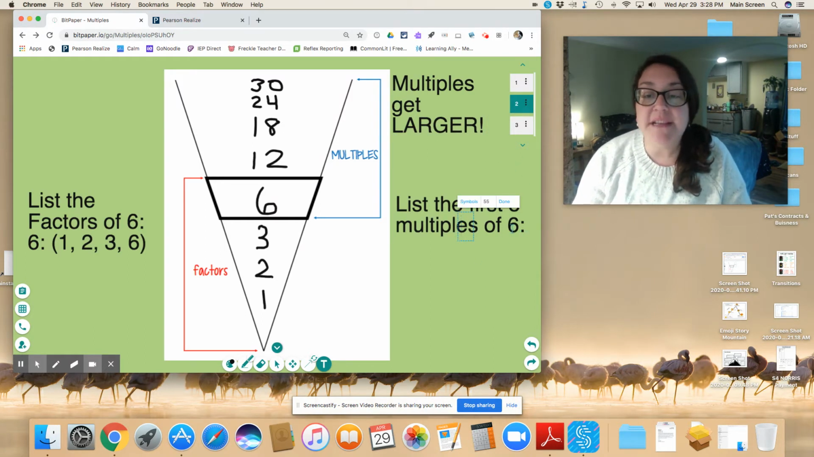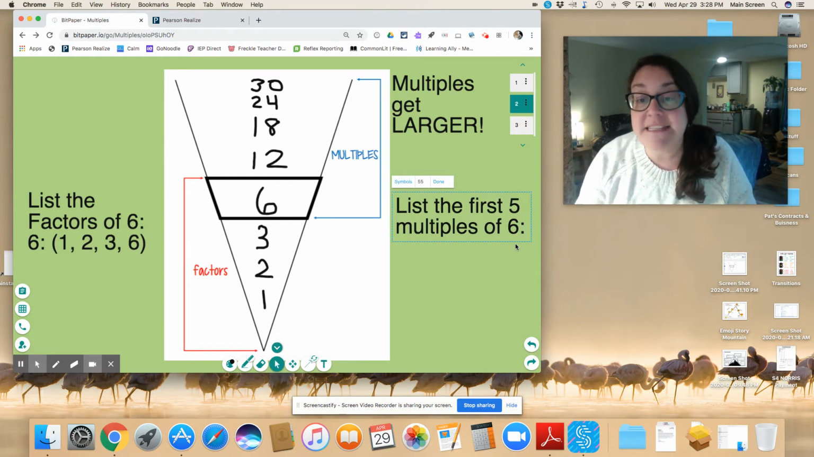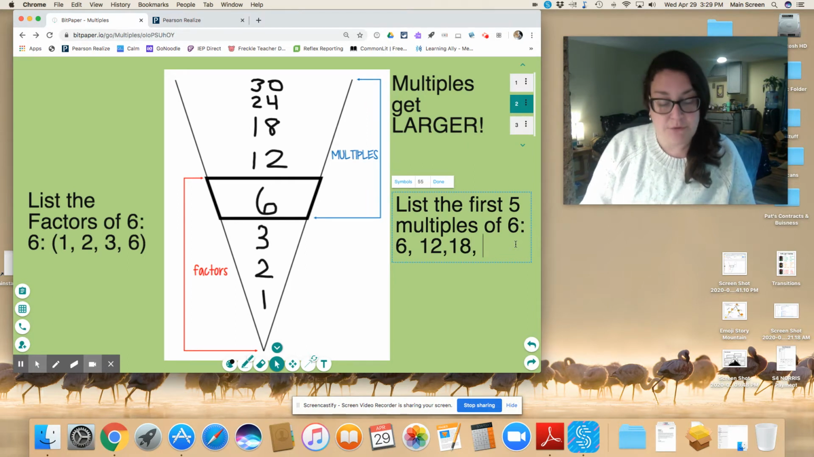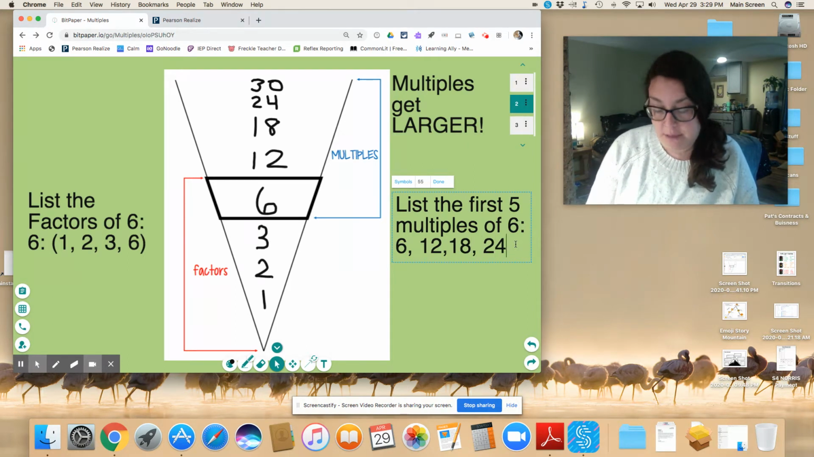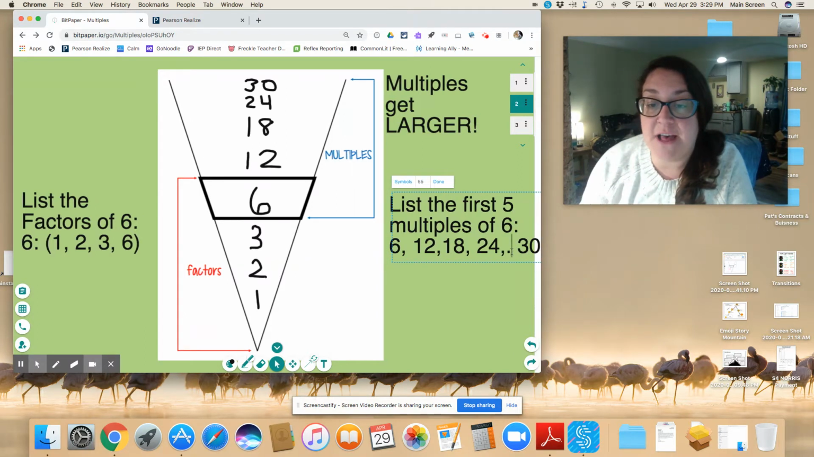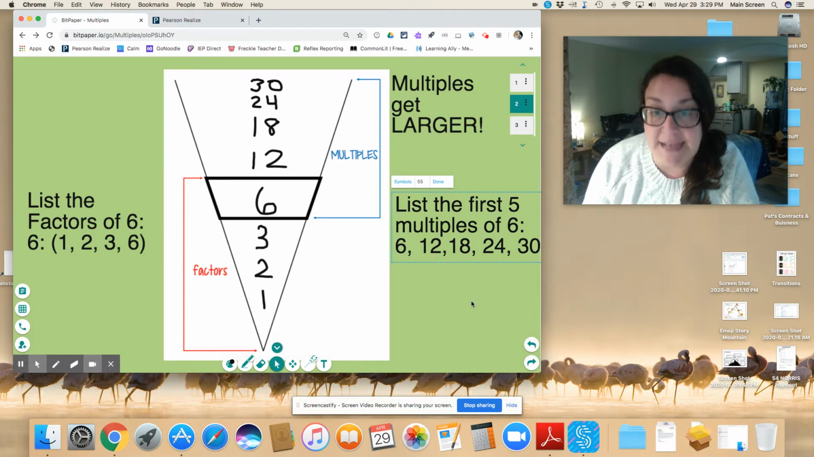So the questions that are going to ask you is basically what they're going to say is list the first 5 multiples of 6. So if you were listing the first 5 multiples of 6, you would list 6, comma, 12, comma, 18, comma, 24, comma, 30. And those are the first 5 multiples of 6.